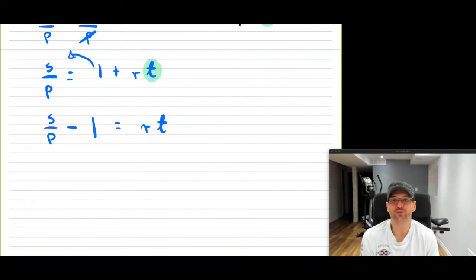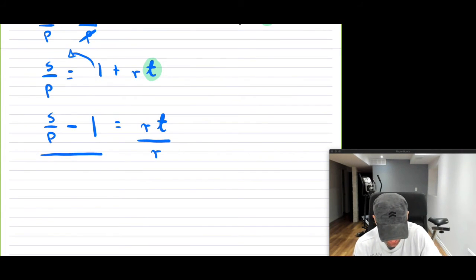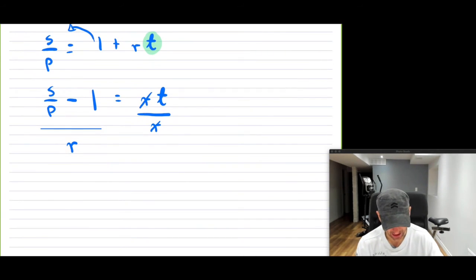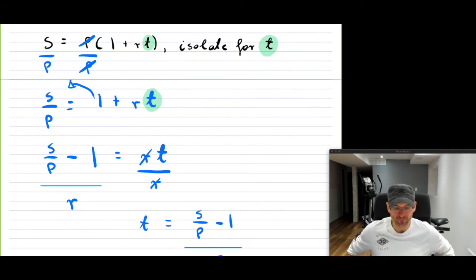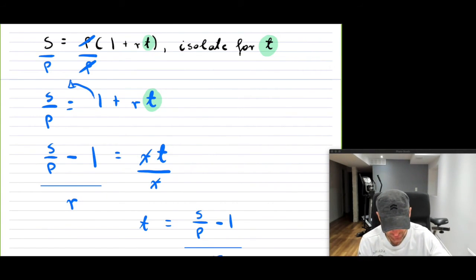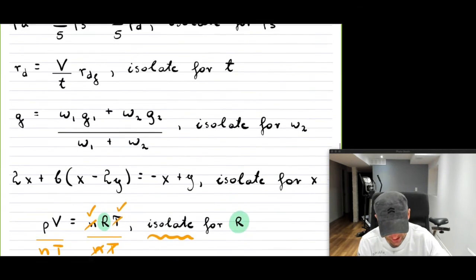And now finally, what do I do next? Because I want only t, I'm going to have to divide both sides by r to get rid of this r right there. That's what you would have, and this would have been your final answer, meaning t is equal to s over p minus 1, divided by r. So there are different formulas that you're going to have to be able to tackle. All right, let's continue. You can rewatch this, rewind them, and try them on your own.